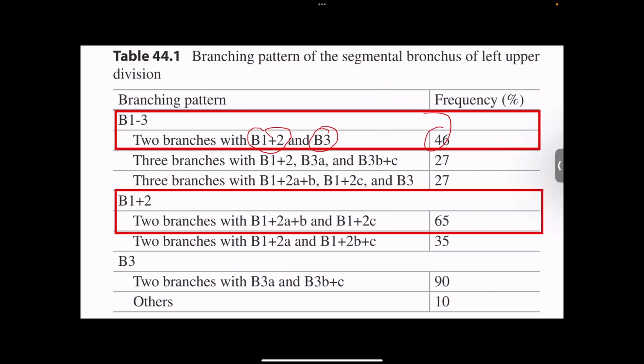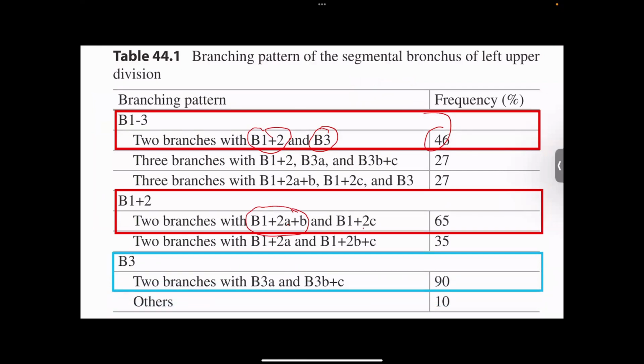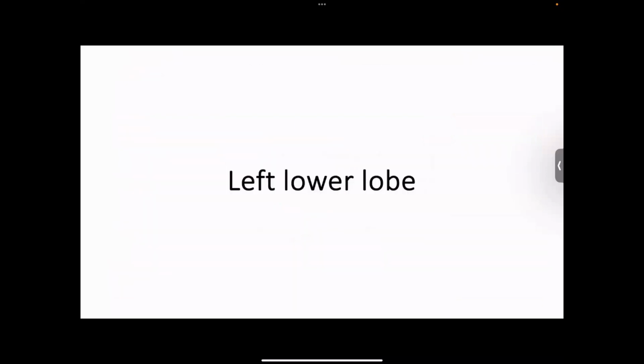B1 plus 2, generally, as I said, has three subsegments, B1 plus 2 A, B, and C, but A plus B are joined together, and C is a separate branch in most of the scenarios. B3, in most of the scenarios, 3A comes as a separate branch, and B plus C are joined together.